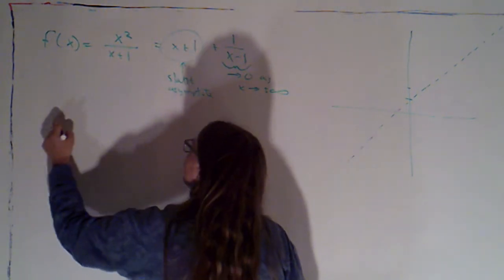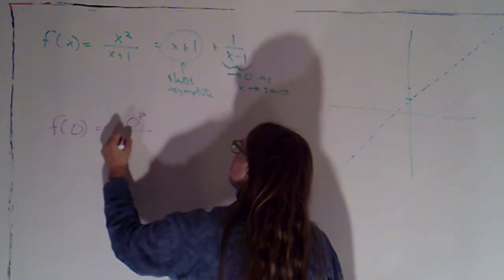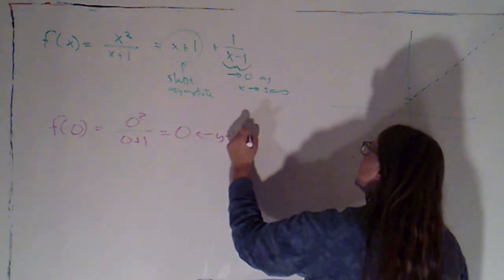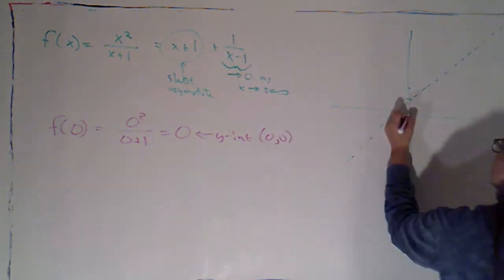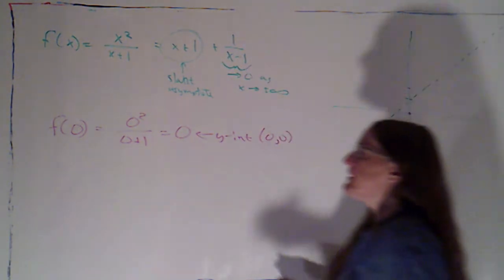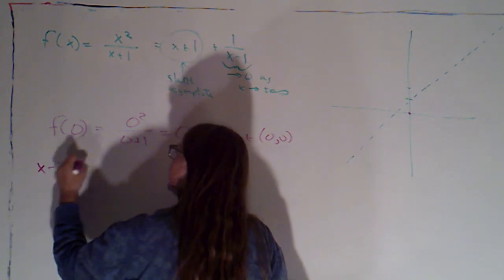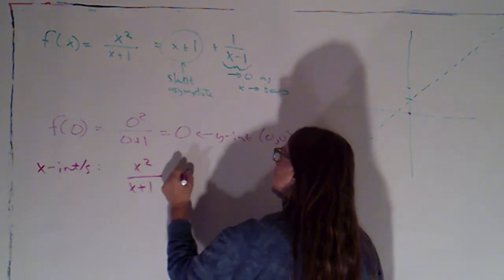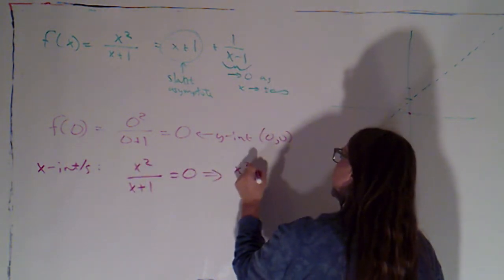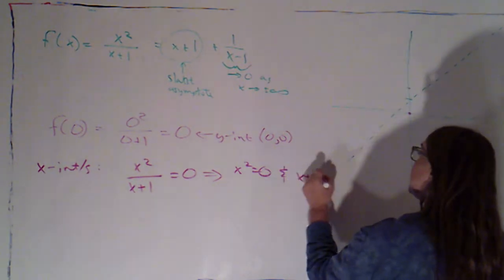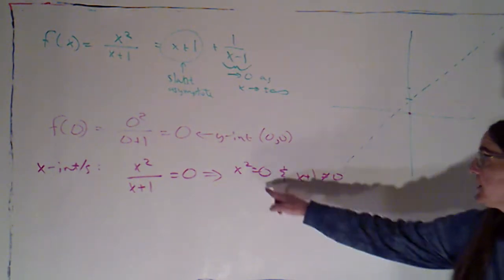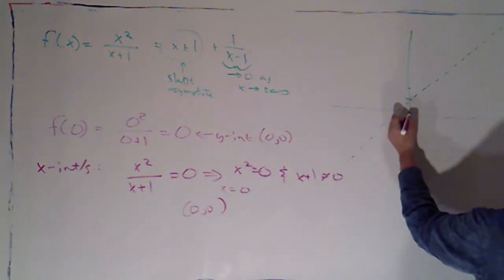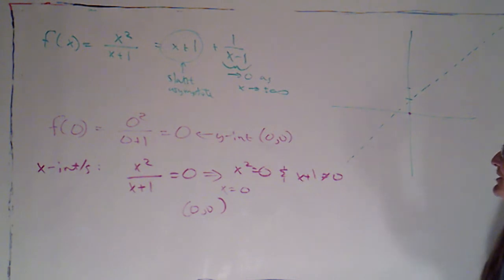intercepts. If I want to find the y-intercept, I'm going to plug in 0. So I'm going to get 0. So that tells me that my y-intercept is just the origin. So I can plot that point. If I look for any x-intercepts, I'm going to set the function equal to 0. So x squared over x plus 1 equals 0. That would imply that x squared is 0 and x plus 1 isn't 0. Well, that's going to be true if x is equal to 0. So I knew the origin was an x-intercept. It turns out it's the only one.